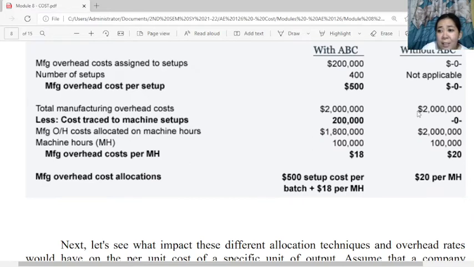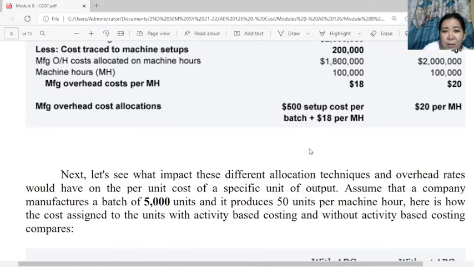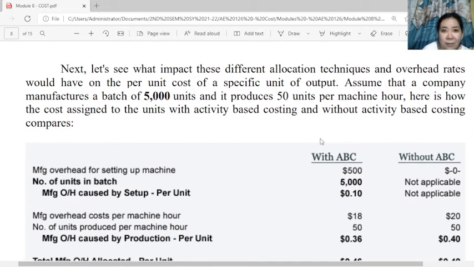Total manufacturing overhead cost is 2 million, less cost traced to machine setup. Okay, so in traditional, we do not do that. So manufacturing overhead cost allocated on machine hours is 1.8 million only, while in the traditional, it's the full 2 million. And then machine hours is 100,000. Okay, and then for manufacturing overhead cost per machine hour, under ABC, it's only 18, but in traditional, it's a full 20. So manufacturing overhead cost allocation is 500 setup cost per batch plus 18 per machine hour, while for traditional, it's purely 20 per machine hour. Okay, so in traditional, we do not allocate it to a specific activity.